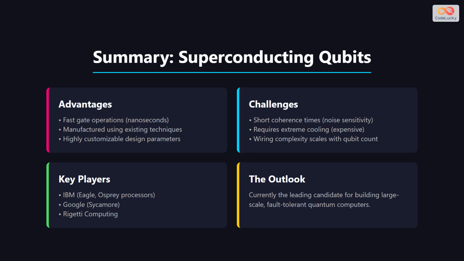To summarize, superconducting qubits are artificial atoms built from electronic circuits. They offer fast gate speeds and can be manufactured using standard lithography techniques. However, they face challenges with noise and require expensive cooling infrastructure. Despite this, they remain one of the most promising paths toward building a practical, large-scale quantum computer.